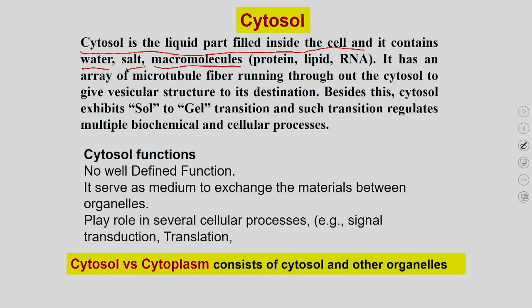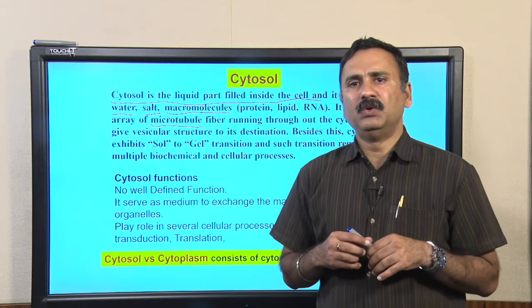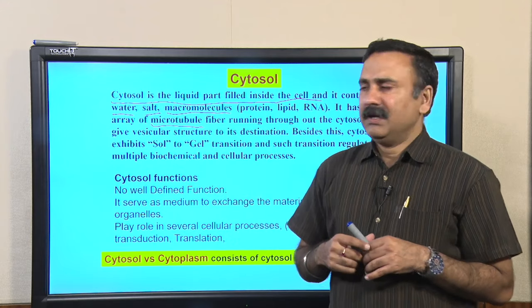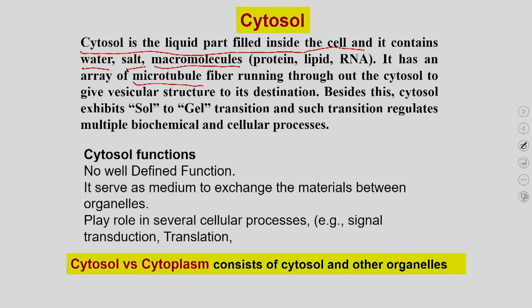It also has an array of microtubules. Microtubules are fibers running throughout the cytosol, and these microtubule-mediated vesicular structures have a role in providing the destination to the vesicles going from one organelle to another. This vesicular transport system is similar to roads in our city. Suppose you want to go from one destination to another, you have a typical set of roads which you can use. Similarly, the microtubules run within the cell and have a similar function.